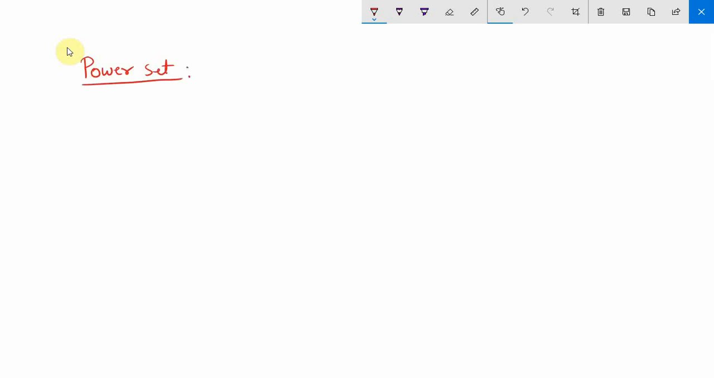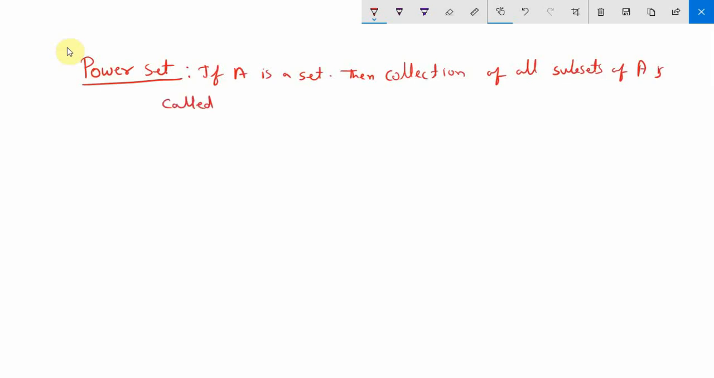So what is a power set? If A is a set, then the collection of all subsets of A is called the power set of A. It is denoted by P(A).